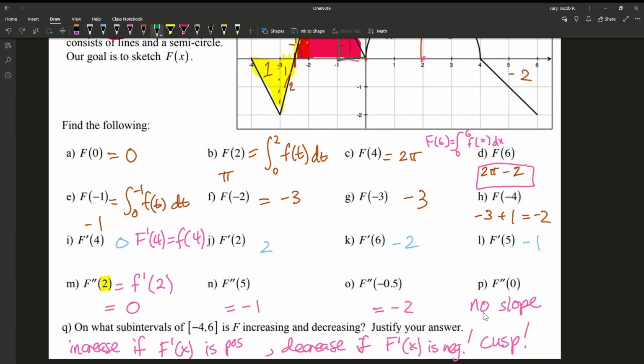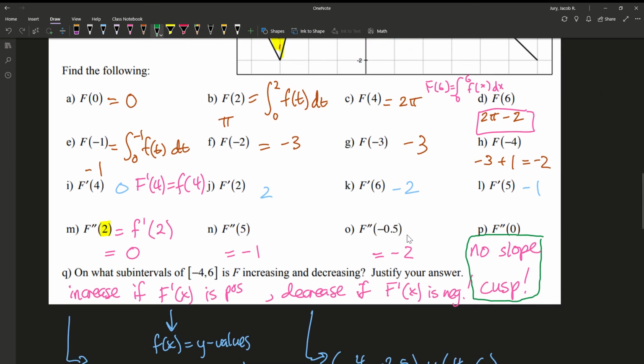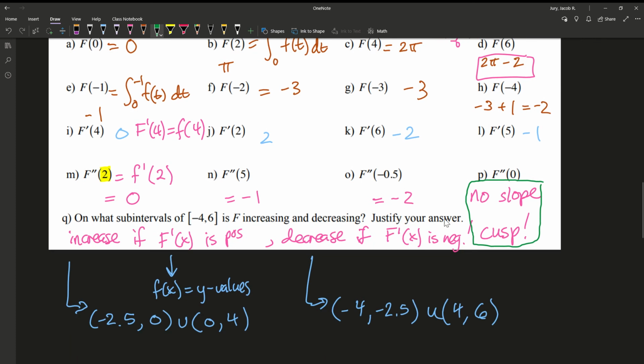And then, oh boy, they almost got us. There's no slope at this cusp. There's no slope there at the cusp. Tricky, tricky Cyclops. So make sure you're careful with your idea of slope. And then the last thing I have to show you is on what subintervals for the entire graph from -4 to 6 is f increasing or decreasing.